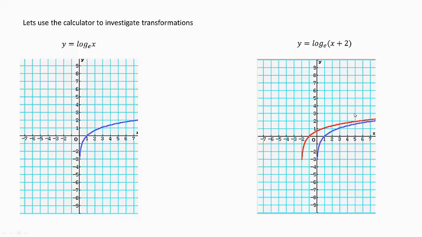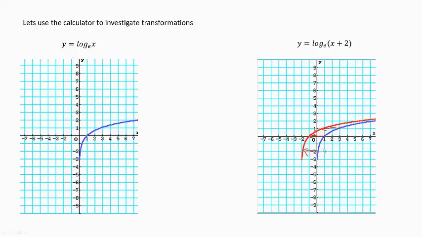Every point here has moved parallel to the x-axis, 2 places. So every point on this graph has moved parallel to the x-axis, 2 places. Now, what does that mean for our xy point?